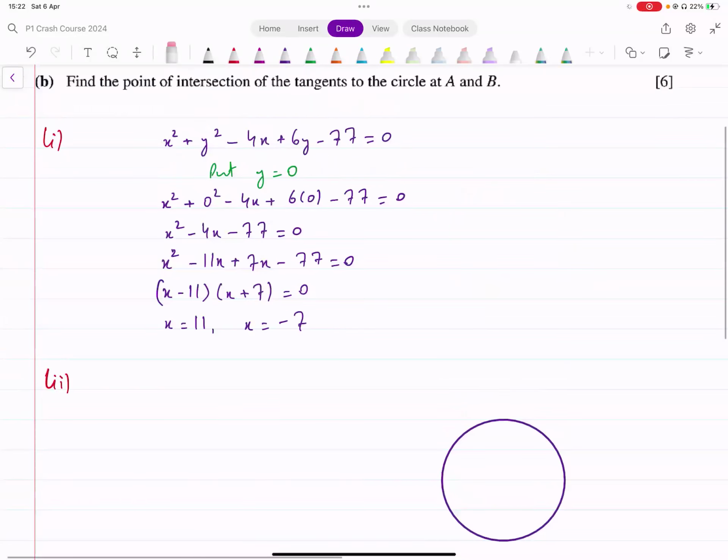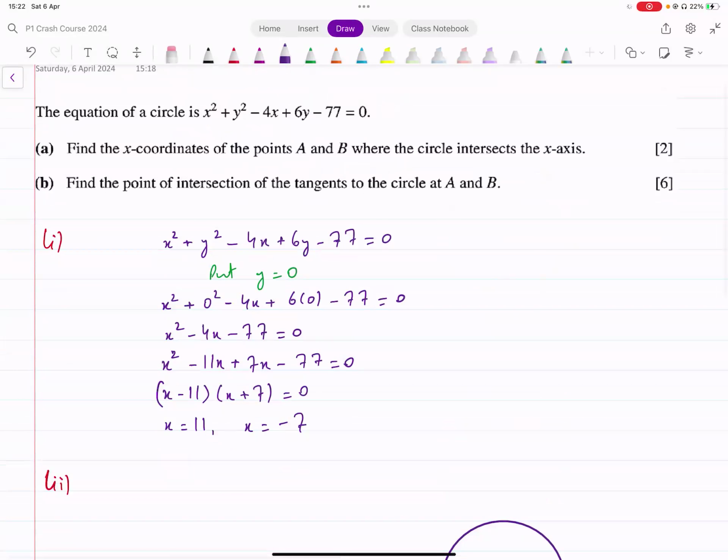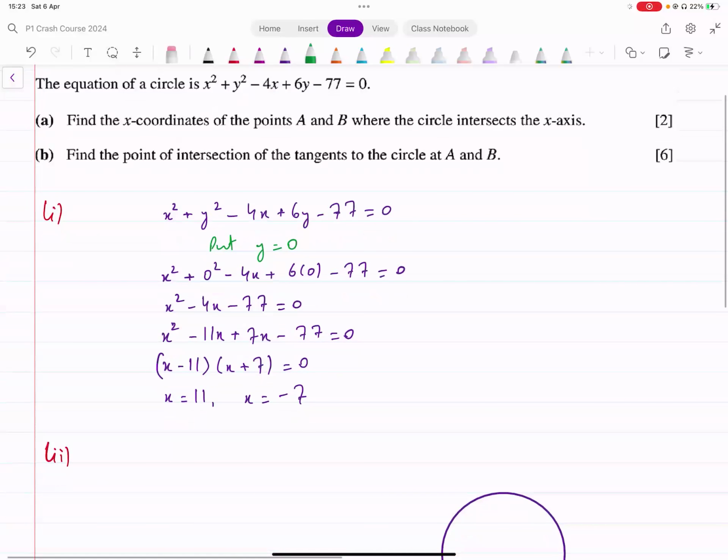All right. So since we want to find the equations of the tangents, in order to find the gradients of the tangents, we also need the center of the circle, because then we can find the gradient of the radius, then use that to find the gradient of the tangent. So we also need the center of the circle. Now, how do you find the center of a circle from its equation?